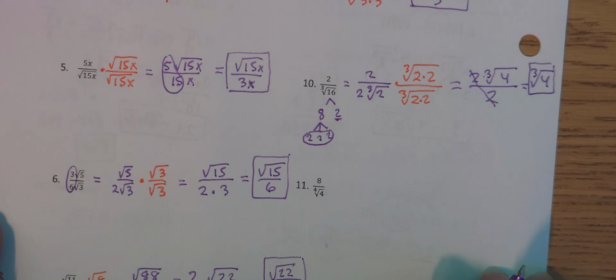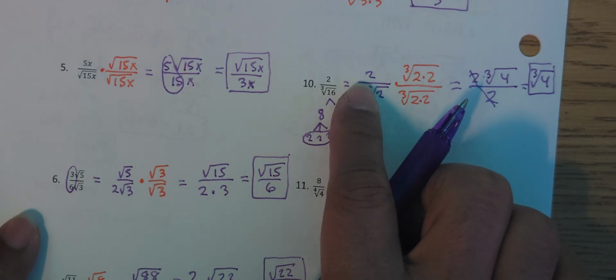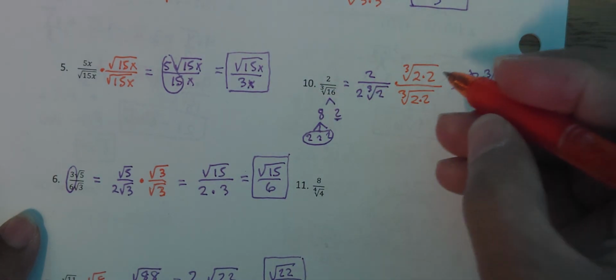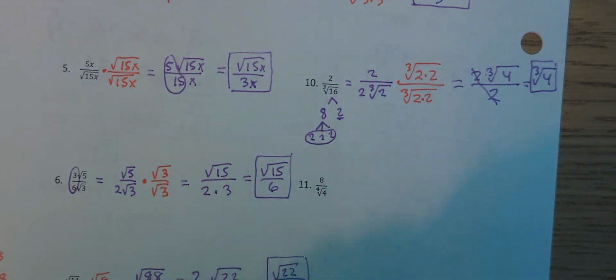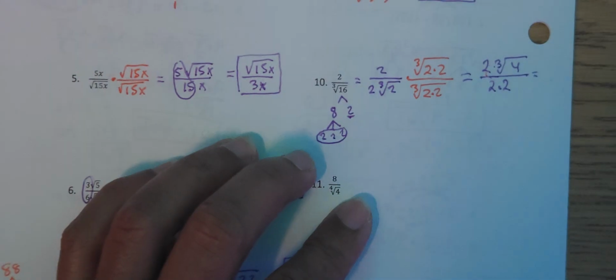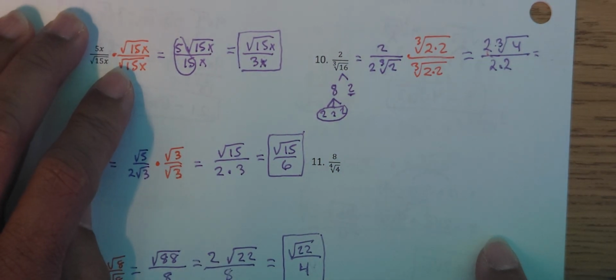Okay? Let's see. Did I mess up here somewhere? Yes, I did. I did, didn't I? I did, because I should have multiplied 2 times 2. So then this should be 4. So let me change that real quick. All right, I don't know what's happening to me today.